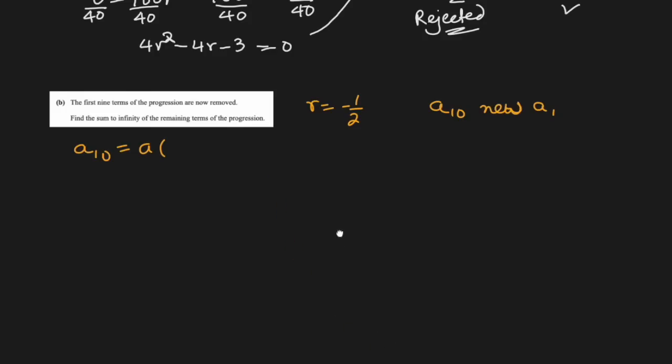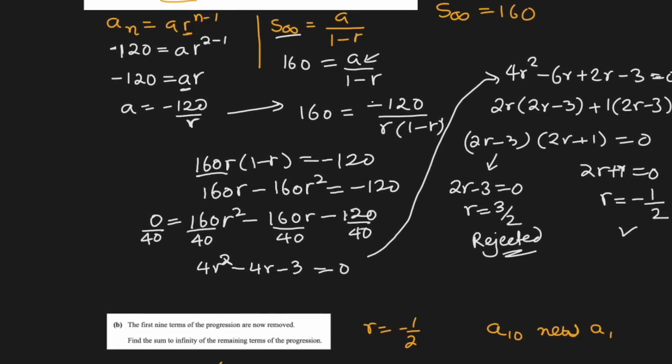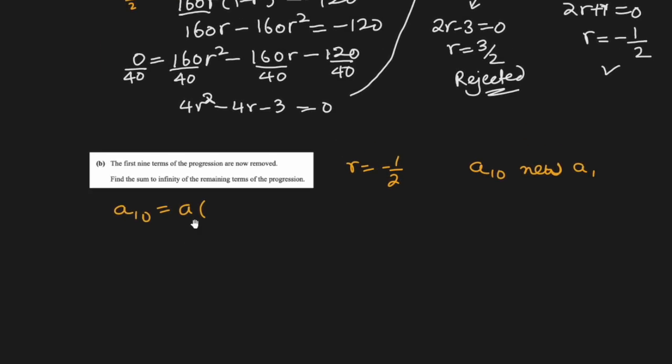Let's find it. So what was a here? I can use this one: a is minus 120 divided by minus half, which comes out to be 240. So 240 is a, and then we can find A10 now. I know a, so 240 and r is minus half to the power 10 minus 1, which is 9. So it becomes 240 divided by 2 to the power 9, and the negative will remain negative, and 2 to the power 9 is 512.